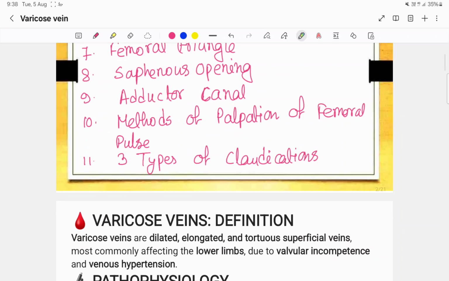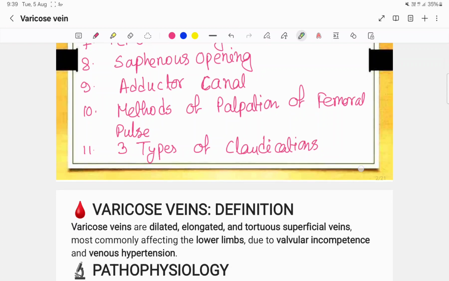Now we have also discussed the adductor canal. What are the methods of palpation of the femoral pulse? It is mainly palpated by first palpating the pubic tubercle. There are a few methods, like direct palpation medially, first elevation felt from the pubic symphysis, or it can be traced from lateral to medial along the course of the inguinal ligament.